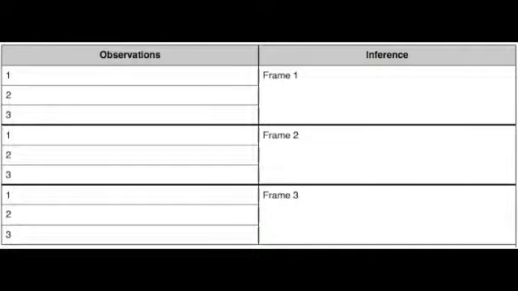Alright, let's move on. You're about to see a picture broken into 3 frames. I'll show you the first part, then add a second part, and then finally show you the whole picture. As I open up each frame, pause this video and write down 3 observations and then make an inference of what you think is happening. Go ahead and repeat for frames 2 and frames 3. Here's the first frame.